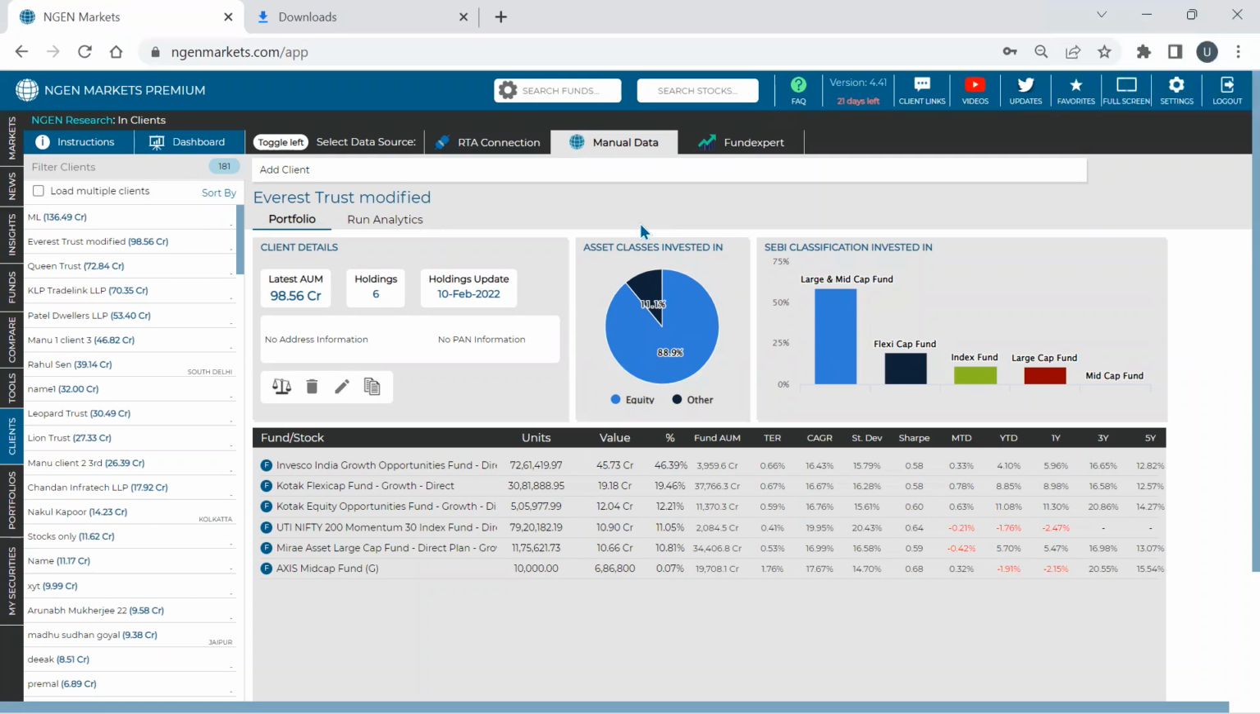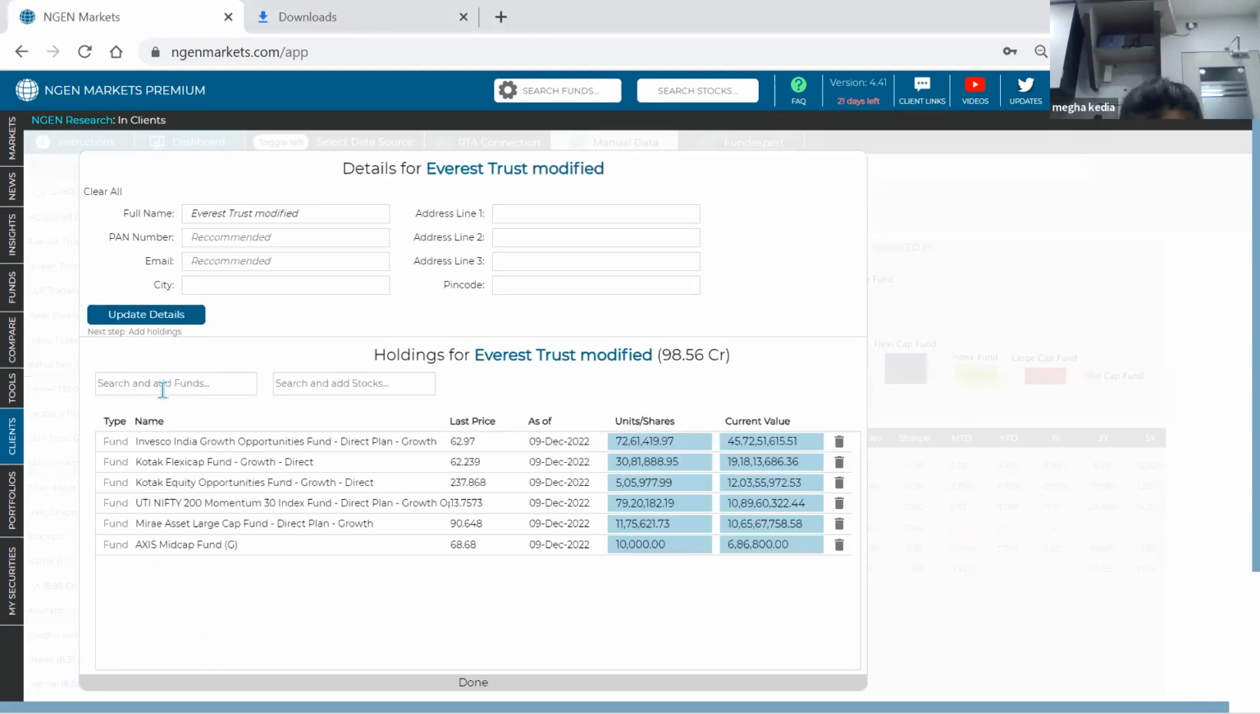Yeah, absolutely. The manual data section is for you to manage yourself. So you can delete, edit whatever you want over here. You can delete the entire client to start a new one. You can also edit and remove a few positions and add new ones also. And in the same way, in the portfolio section also, you can add or delete anything.